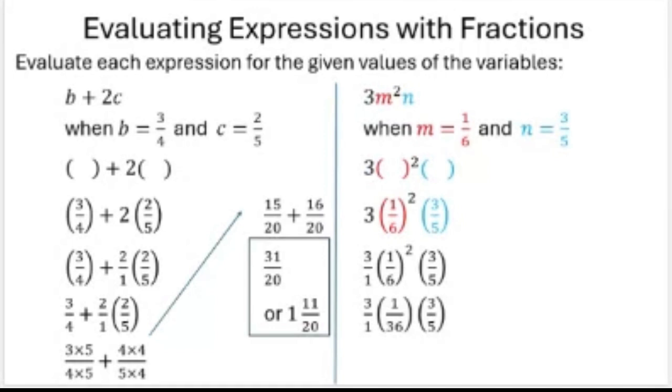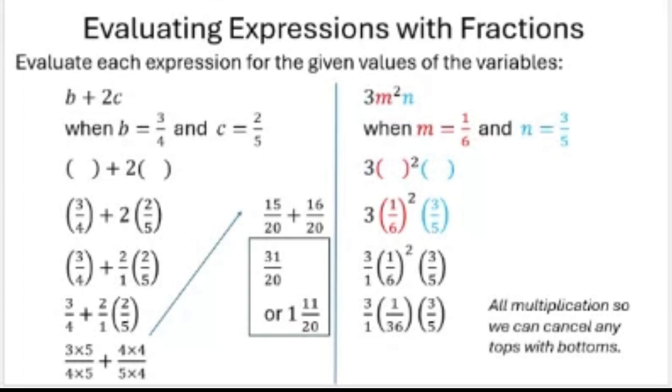And now, what's next? Well, all we have left is multiplication. 3 over 1 times 1 over 36 times 3 over 5. Everything is multiplied. Because we have all multiplication, we can cancel any of the tops with any of the bottoms. And again, let's stress only because it is multiplication. We could not do this if there was any addition, division, or subtraction in there. Right, so let's look for any of the tops that cancel with the bottoms.